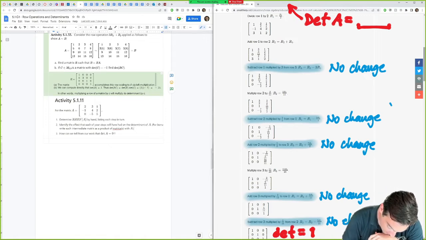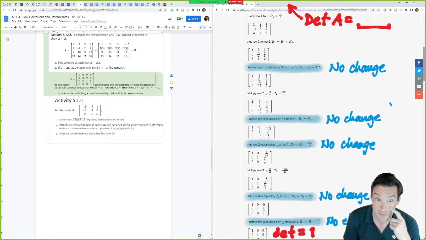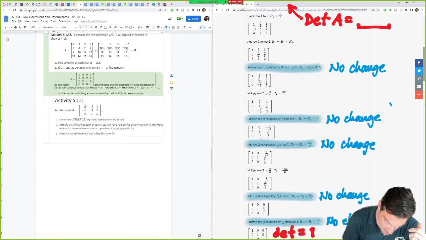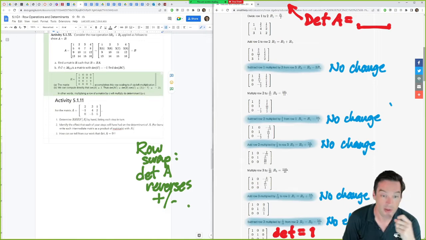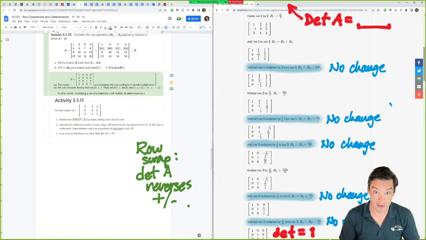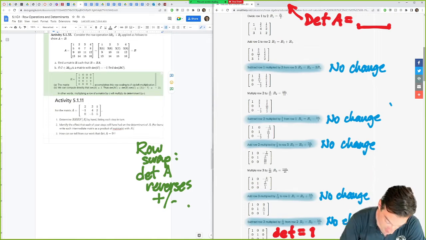Is there also a step in here where we swap two rows? There actually isn't. So this particular row reduction is carried out without any row swaps. But just to refresh our memory, if we did have a row swap, what happens to the determinant of a matrix? You just change its sign. We change its sign. It reverses from positive to negative or negative to positive. So if we had had a row swap, we would have to attend to that. But we don't in this case, which is kind of nice.